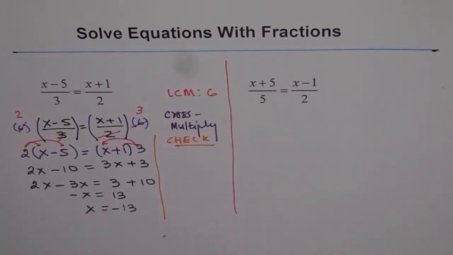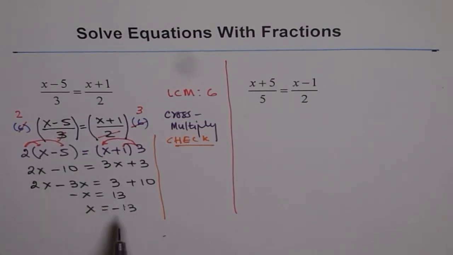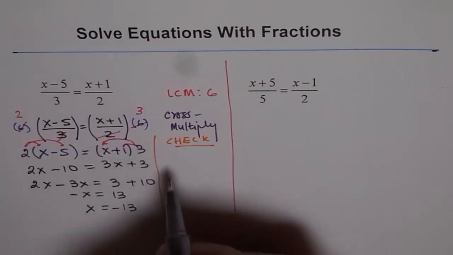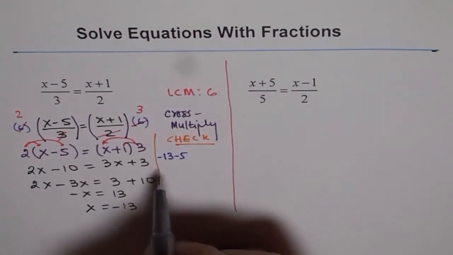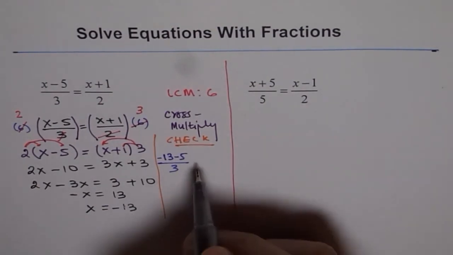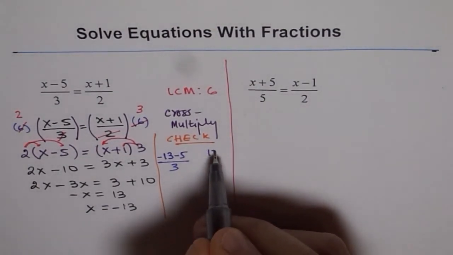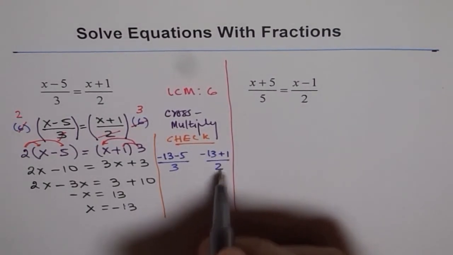Well, minus 13 is my solution to this equation. Now what we will do is plug in minus 13 and see whether left and right side are equal or not. Let me do it once on the left side. So it becomes (−13 − 5)/3. That is my left side, right? And the right side is, again, (−13 + 1)/2.